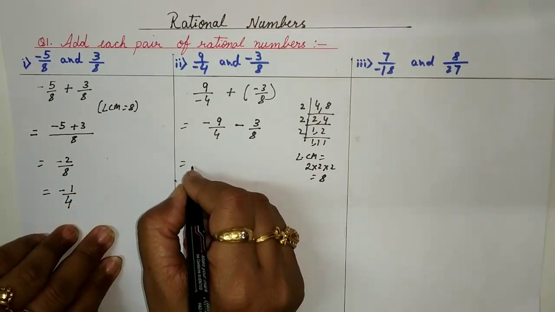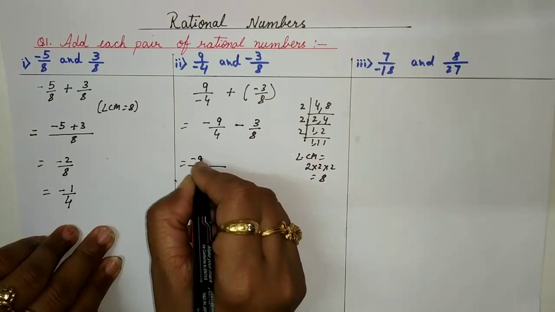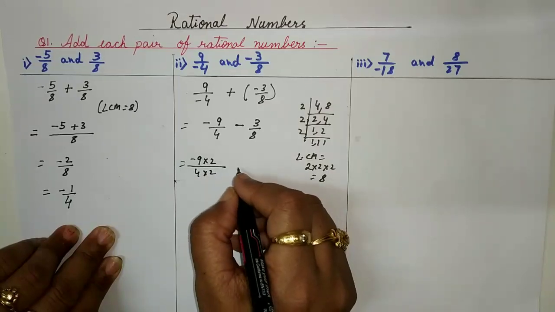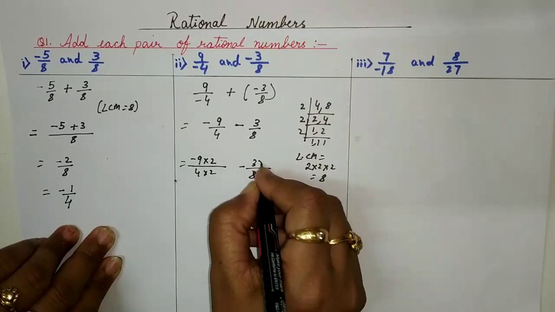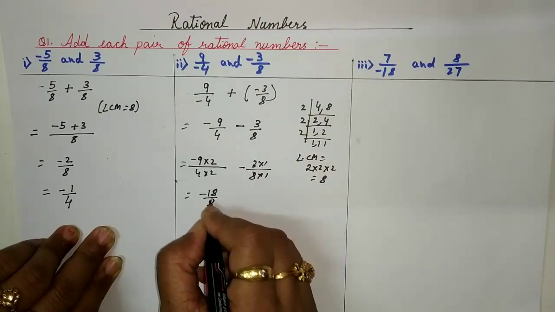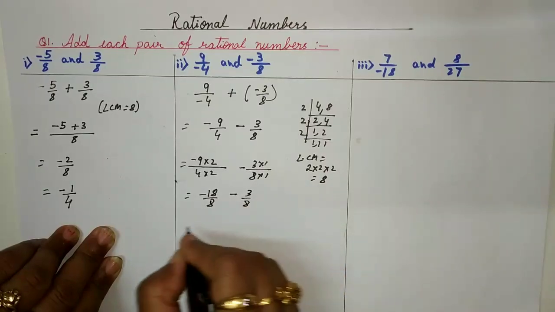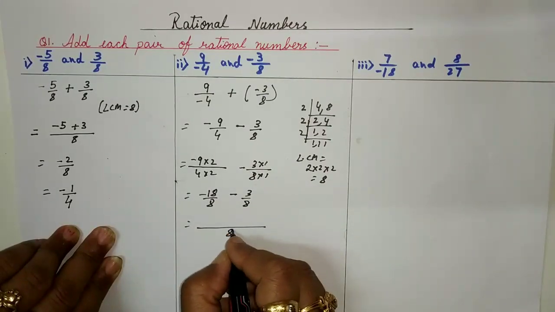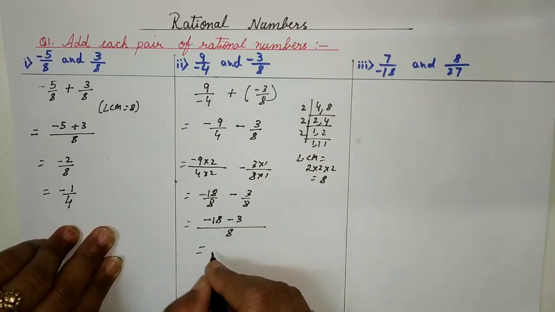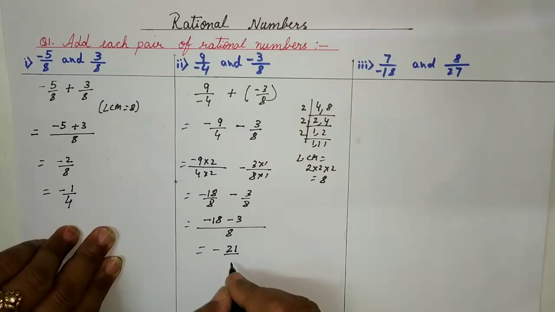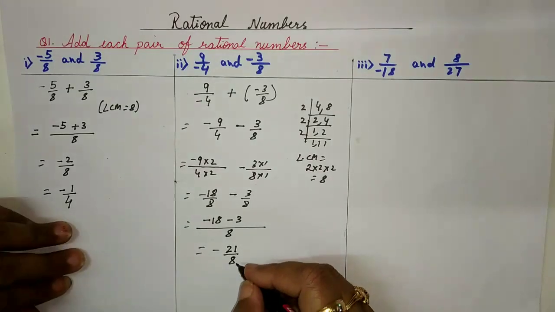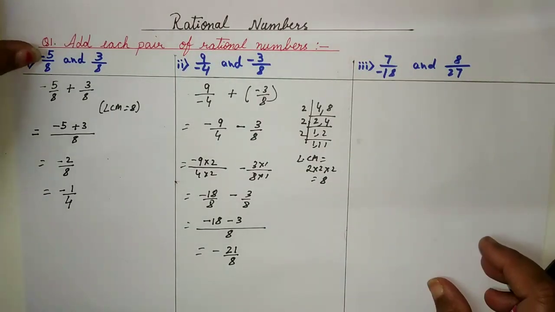Therefore, when you find the equivalent fraction, it is minus 9 into 2, denominator 4 into 2, minus 3 by 8 into 1, that is minus 18 by 8, minus 3 by 8, common denominator 8, minus 18 minus 3 is equal to minus 21 by 8. This is the answer.